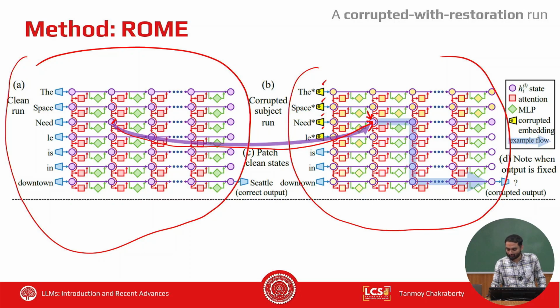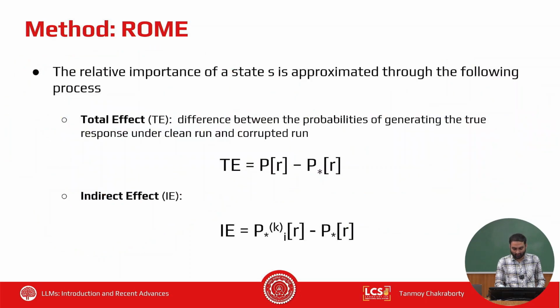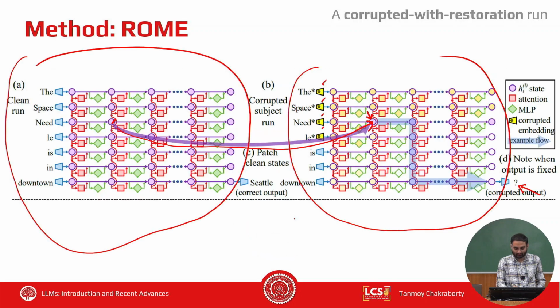If you do this, you again measure the output probability, and this output probability is called this one. This is corrupted with restoration output, right? What is the corrupted with restoration output of returning Seattle? So what is the hope? The hope is that this will be better than corrupted version, lesser than clean, but better than corrupted version. Clear? And they did this for all the hidden states in isolation, one by one.